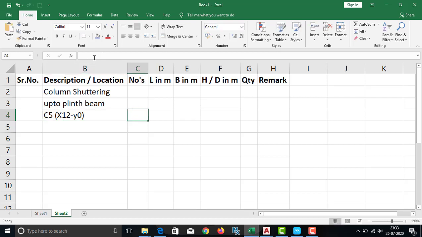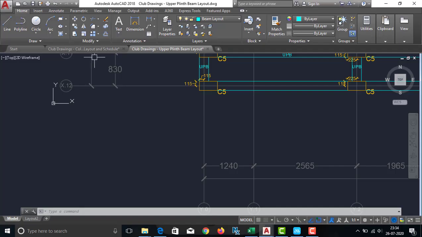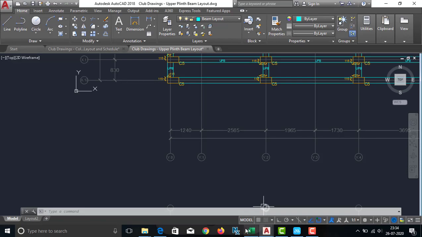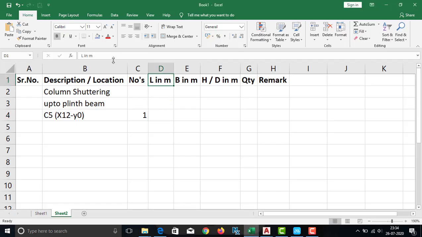X12 Y0 it is. How many number of columns are there at that location? One number. What's the length? Here length is nothing but the height, or else you can make the change here to avoid the confusion. It is length or h in meter, and here this will be only d. Okay, so here it is one number.